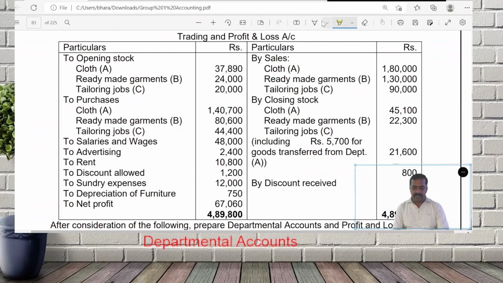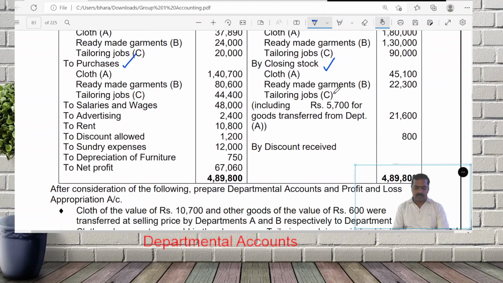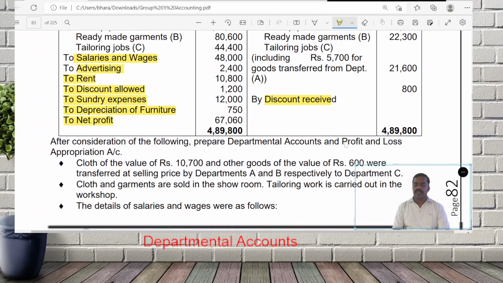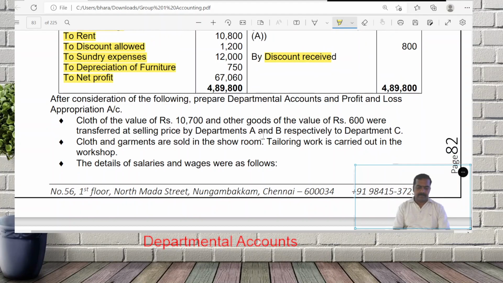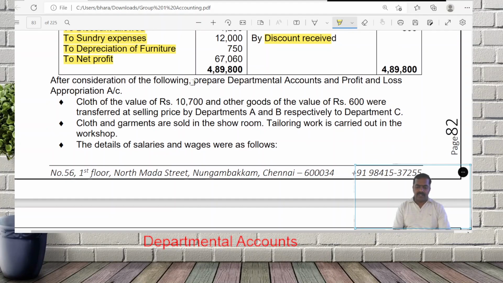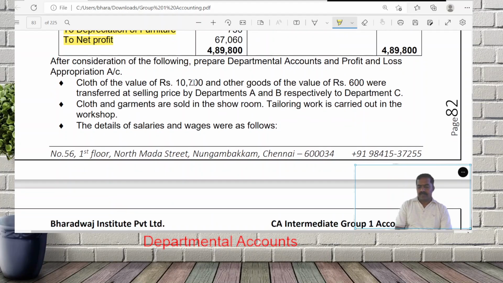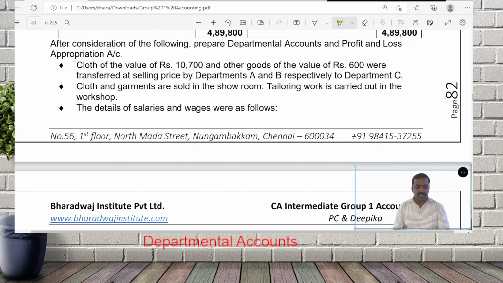Opening stock is already bifurcated, no problem. Purchases are already bifurcated, it is a direct item. Sales is already given separately. Closing stock is already given separately, no problem. Now, what is common? Salaries and wages are given as common. Advertisement, rent, all those things are given as common items. Discount receipt is given as a common item, which we have to split. We will see. After consideration, prepare the departmental trading P&L account.